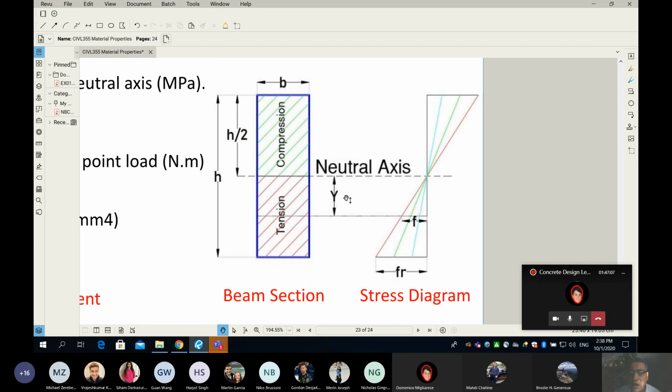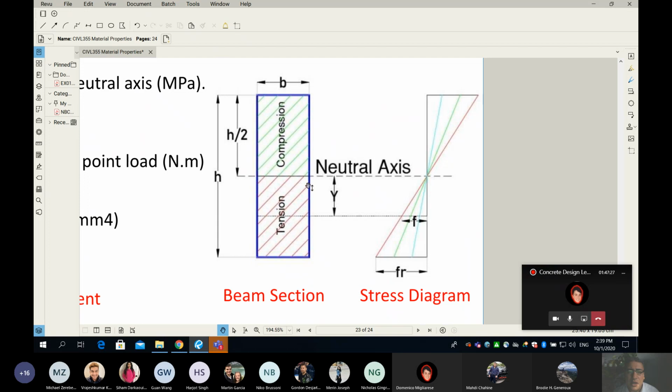Now, we know that when we apply bending moment to this beam, before it cracks, there is something called the neutral axis. The neutral axis is where we have zero stress and zero strain.